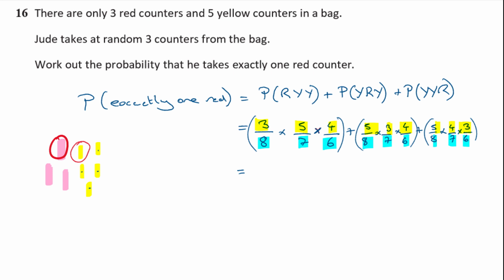So what is 3 times 5 times 4? 3 times 4 is 12, times 5 is 60. So the numerator of that first fraction is 60.